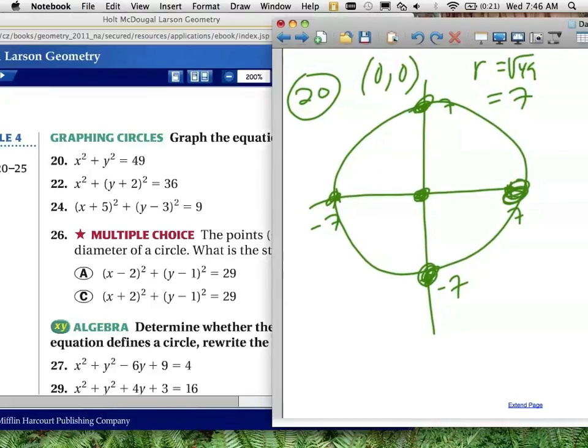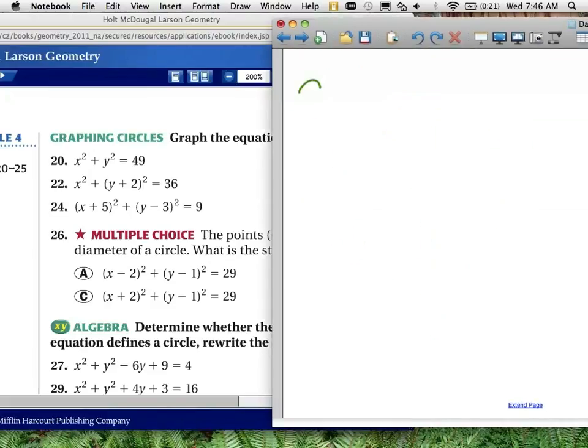24. Now, 24 is a little more challenging in that you actually have to say what the center is. So someone tell me what the center is. What's the h? Negative 5. 5 or negative 5, and why? Negative 5. Why? Because of the formula, it's negative. Yes, because it's plus, you know it's the opposite, so it's negative.